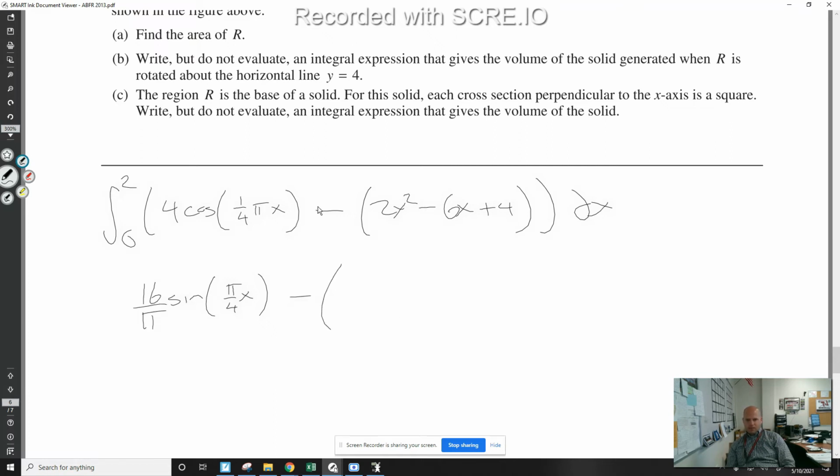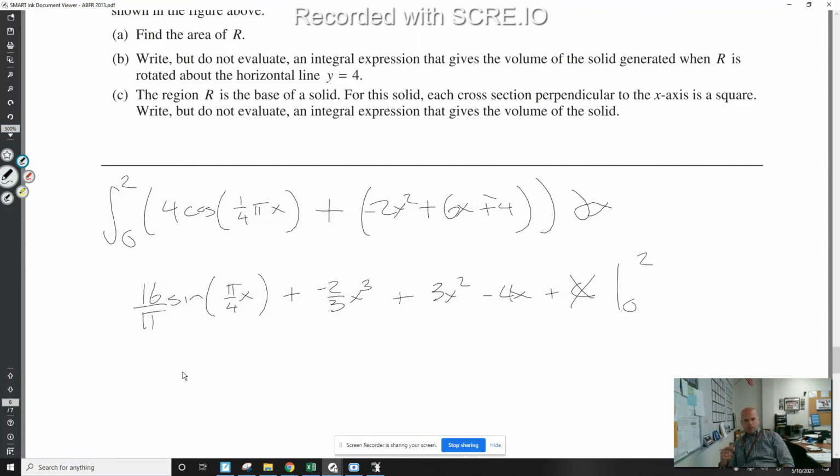Minus, keep it in parentheses. You can distribute the negative if you wanted to. But actually, it's easier in this case to distribute the negative, so we don't have to worry about too many parentheses. So plus is negative 2/3 x cubed. This is 3x squared. This is minus 4x. You can have a plus c, but you don't need it. You're ready to plug in 0 and 2.